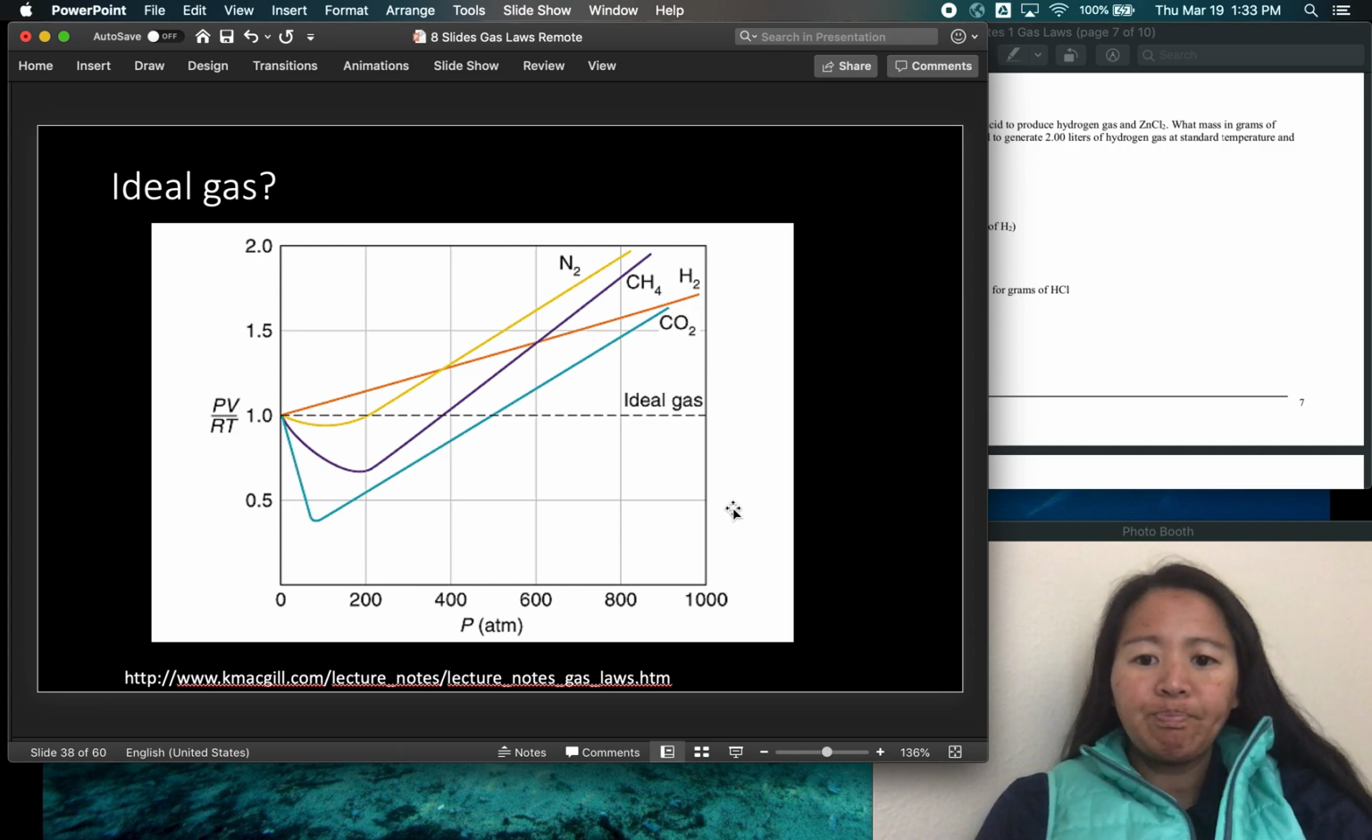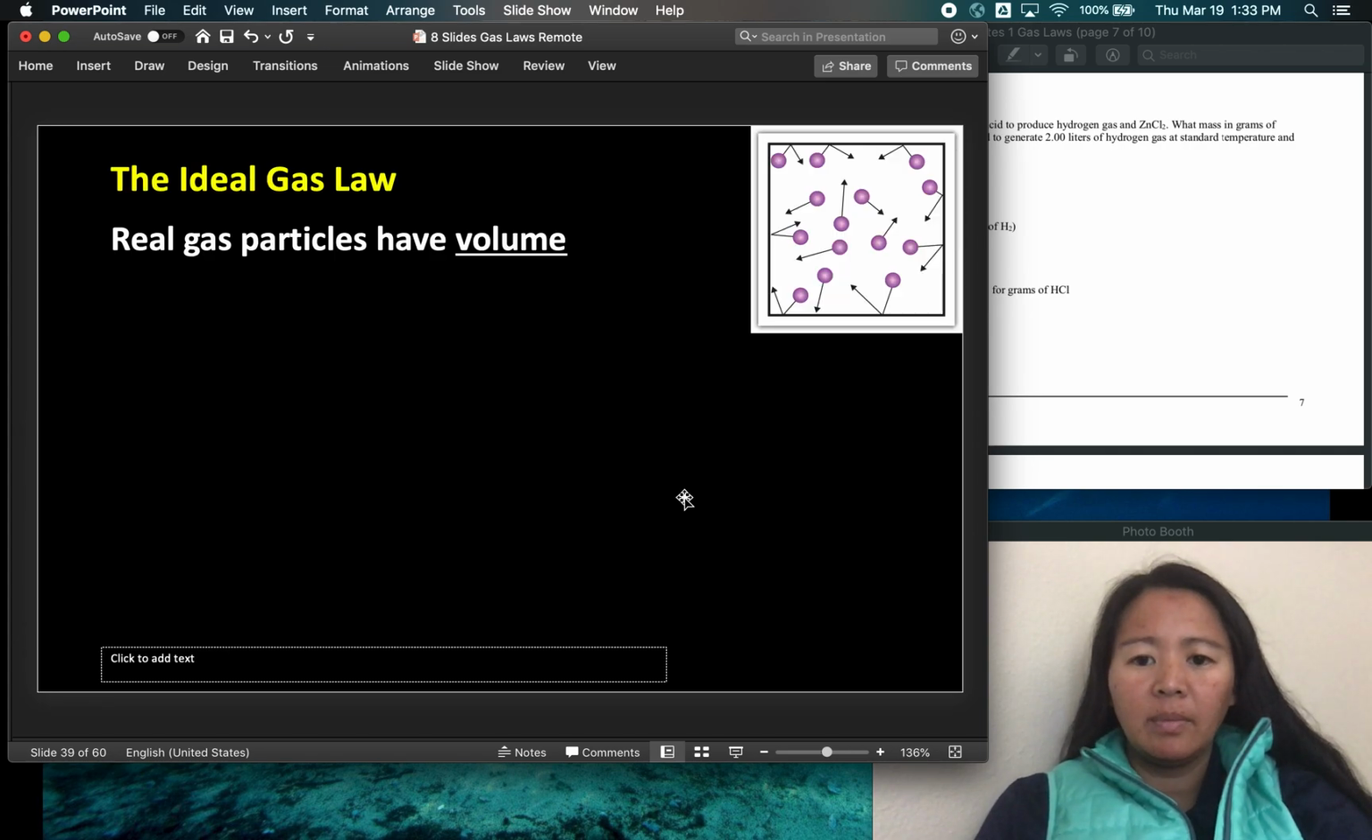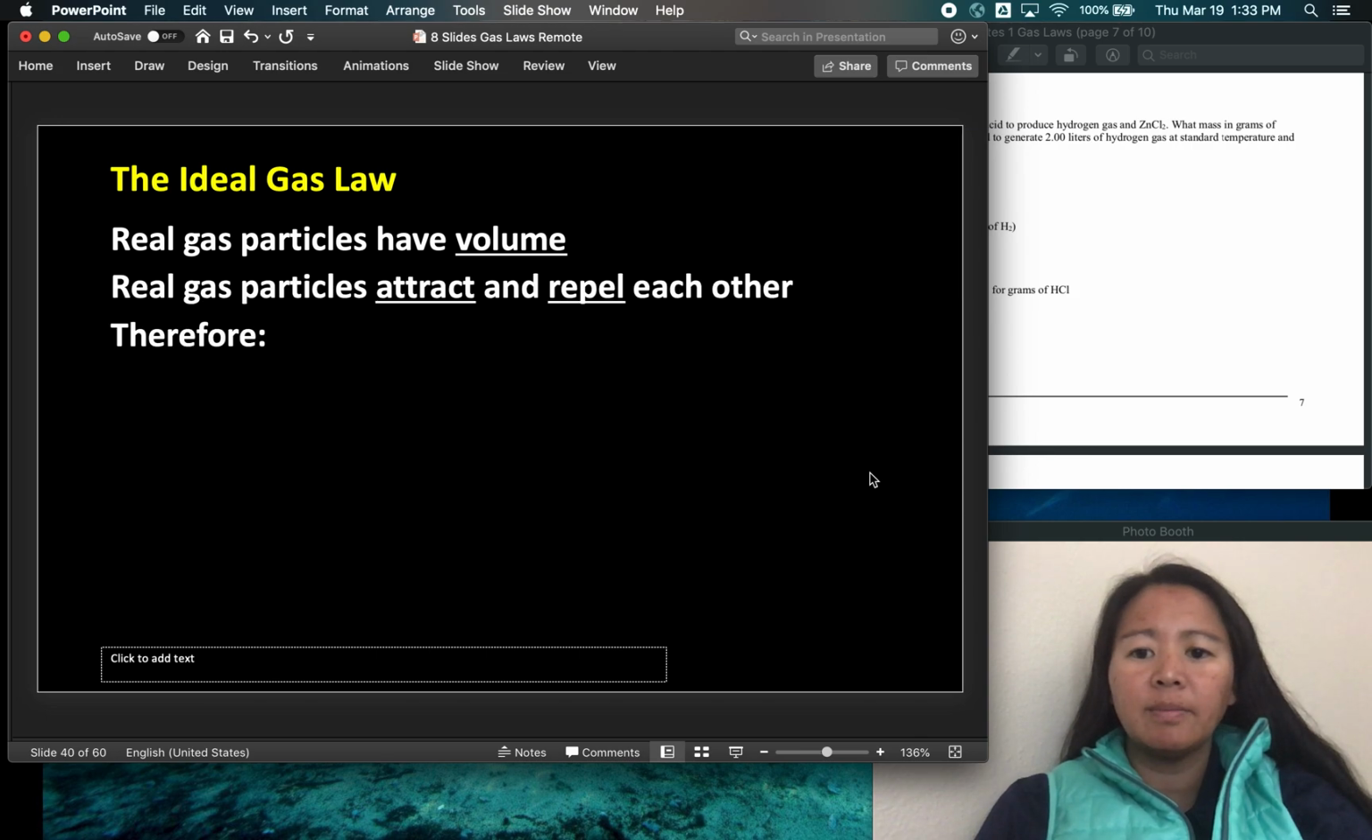So gases don't behave ideally, especially at high pressures. Real gases do have volume, so we know that they bounce around like this. We know that they're very small compared to the amount of space, but they really do take up some space. Real gases also attract and repel each other. If you think of water molecules, there's a negative end and a positive end, and they do repel and attract each other. Therefore, real gases do not behave ideally.